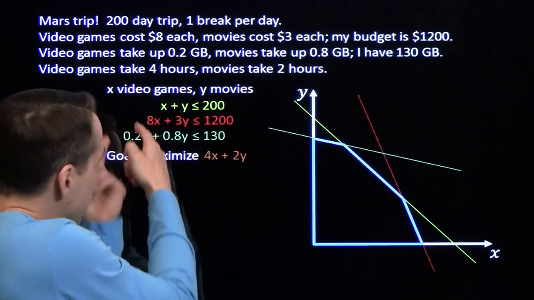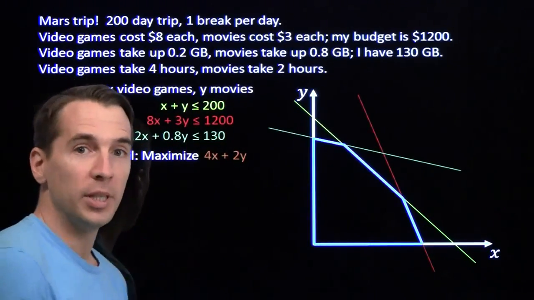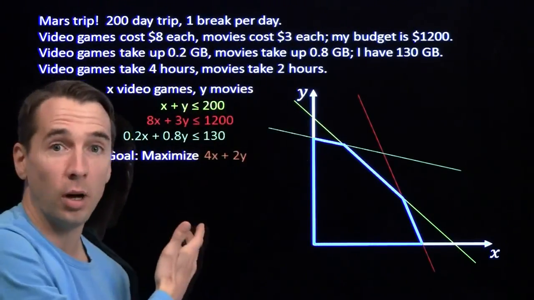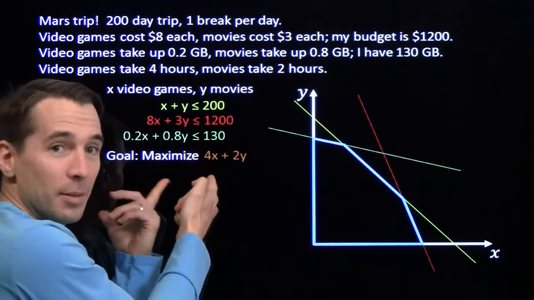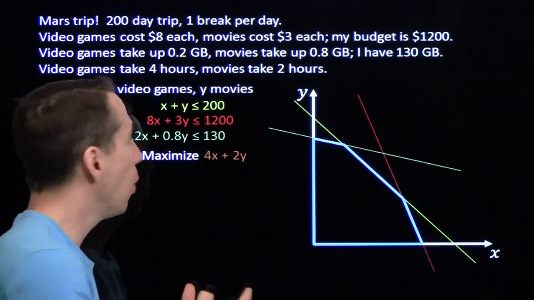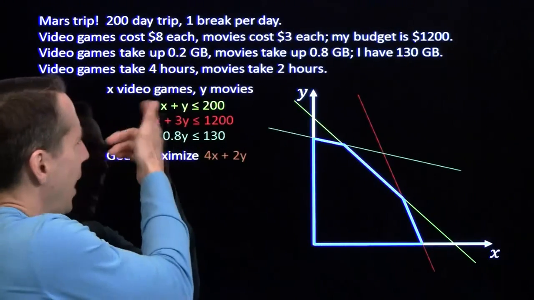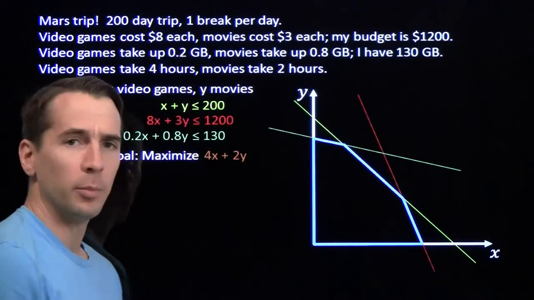Right down here, we let x be the number of video games, y be the number of movies, and we took all these conditions up here and turned them into these inequalities. And our goal is to maximize 4x plus 2y. We also had the condition that x and y have to be non-negative. Can't have a negative number of video games or negative number of movies.